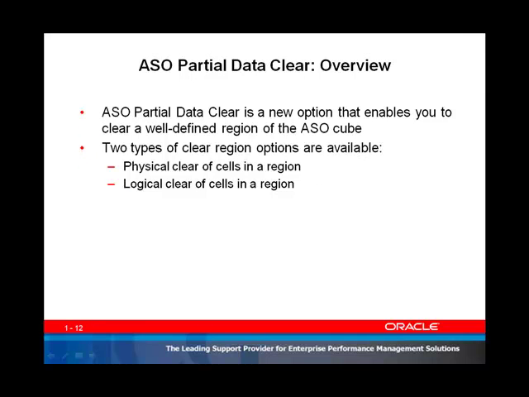So first, let's talk about the partial data clear. Partial data clear is a new option that enables you to clear a well-defined region of your ASO cube. For example, if you want to clear budget data or data for the last 3 months, you can do this by running a script where you define the region to clear using just your MDX syntax. There are actually 2 types of clears available. I'll explain those 2 different types in the next couple of slides.